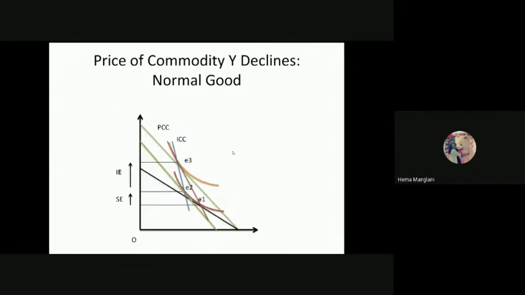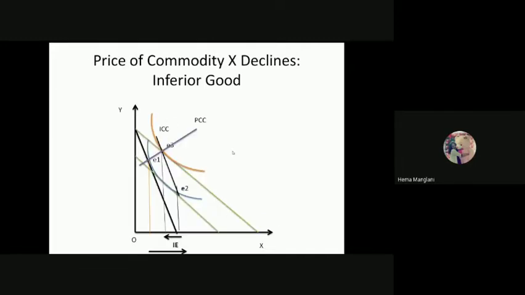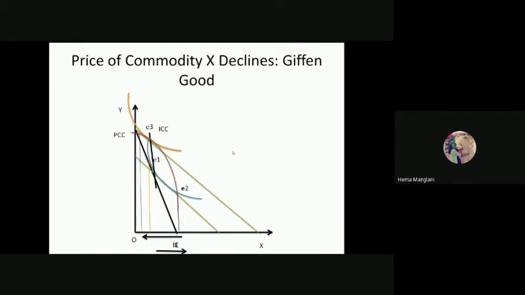Price of commodity Y declines for the normal good, and price of commodity Y increases for the normal good. Okay. And then we discussed the cases of the inferior good and the Giffen good. So the price of commodity X declines for the inferior good here, and the price of commodity X declines for the Giffen good here. Okay, so those cases for the commodity Y, I just asked you to give me.